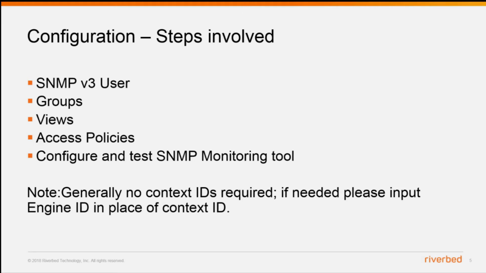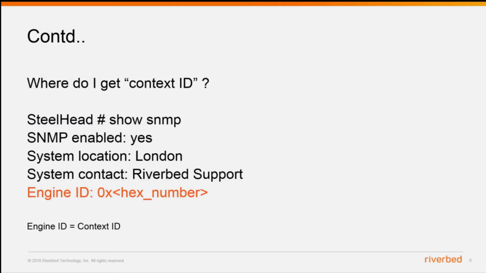Generally, you would not need to configure context ID in the monitoring system, but some might need to input context ID. Context ID is nothing but engine ID on the Steelhead or SteelFusion appliances. So, now where do we get this engine ID? The show snmp command will provide you the engine ID on the Steelhead or SteelFusion CLI.